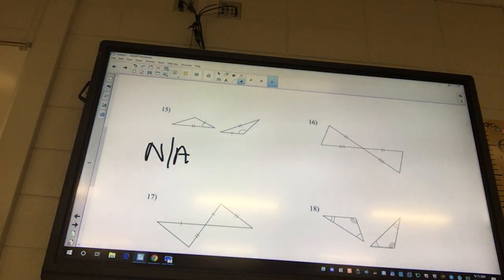So 15 is one of those ones where it just doesn't work out. Really pay attention to both of those triangles and make sure that it works for both triangles. The separate ones are a little tricky.